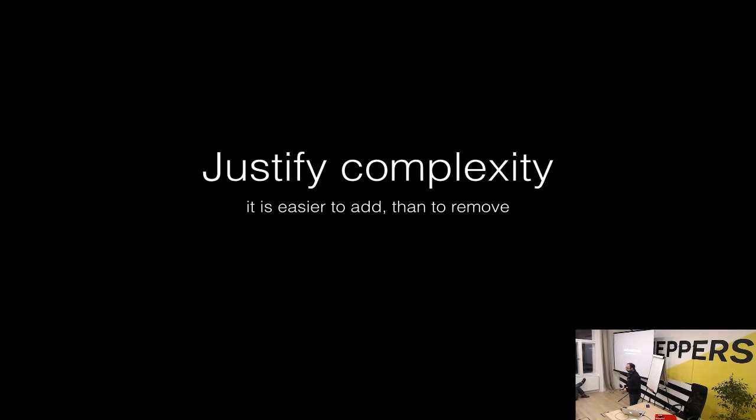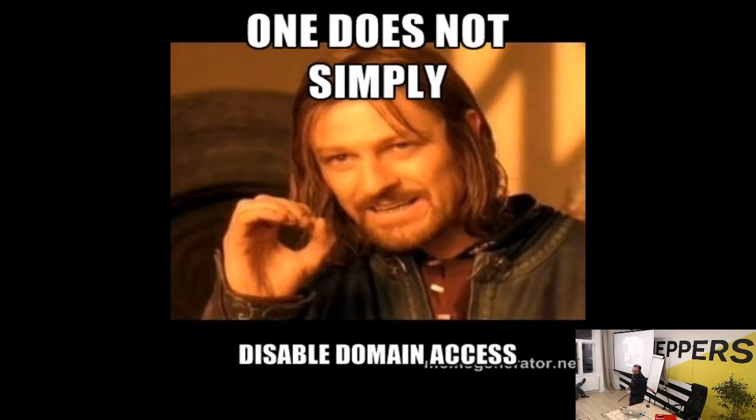Complexity sometimes is unavoidable. You have to justify it, you have to understand what that complexity is going to mean, how much it's going to cost you and the business. And once you understand it, you have to be able to explain that to them. Once you make a decision, it's hard to go back from there. It's not as simple as running Drush disable domain access.